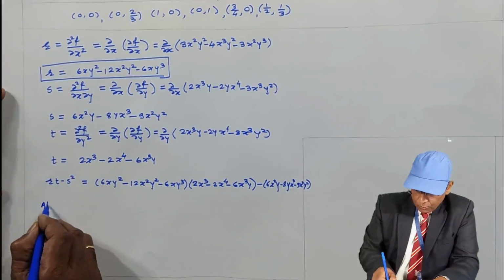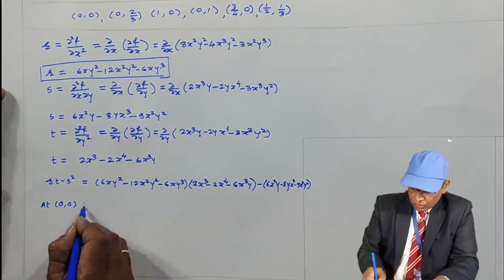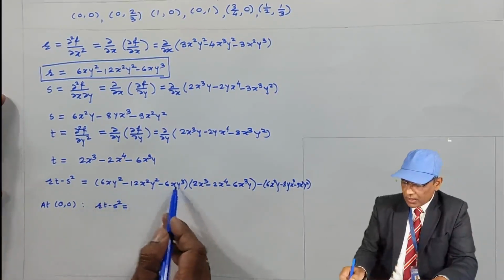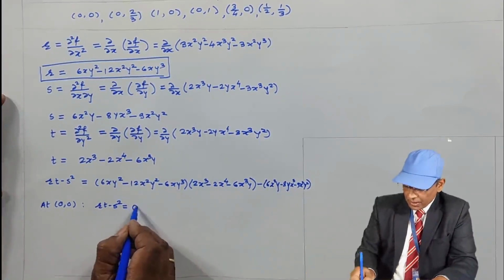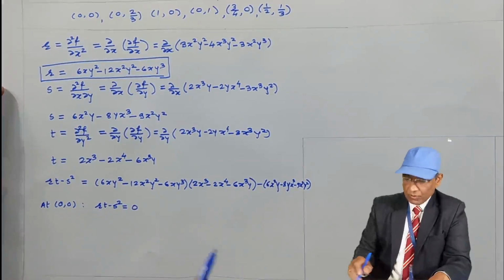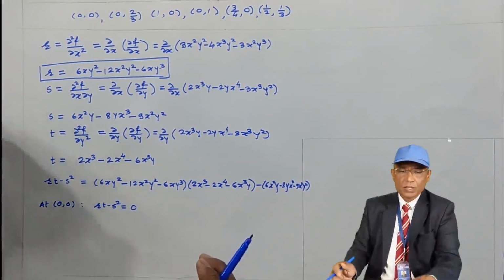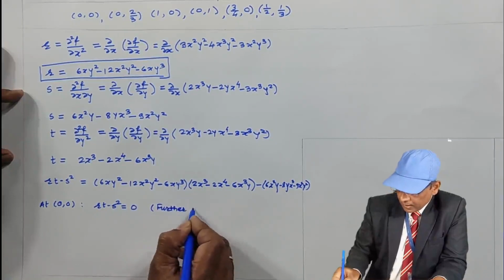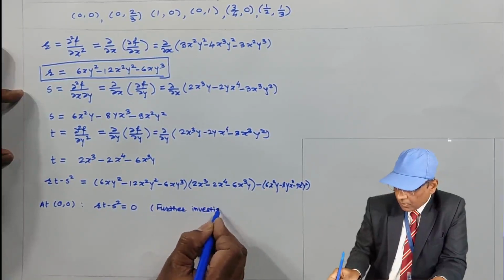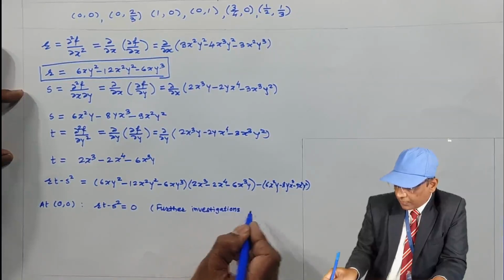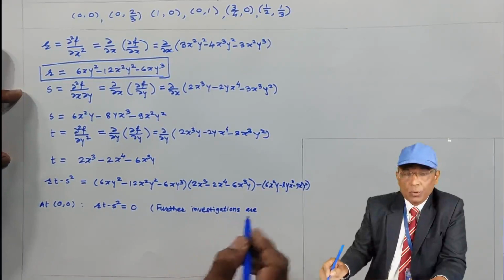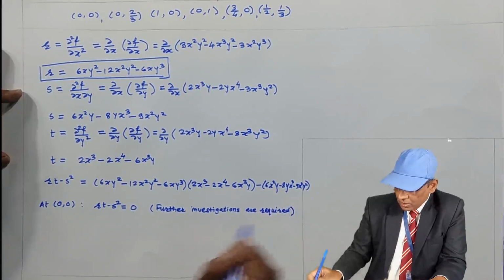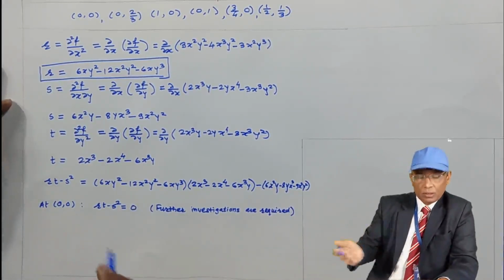See, at the point 0, 0, first point I am going to check it. So what is rt minus s square? If you put x equal to 0, y equal to 0, you will be getting 0. If rt minus s square is 0, then what to state here? Further investigations are required. Only this thing you have to state. And those investigations are out of scope of the syllabus. If rt minus s square is 0, just state like this and move to the further part.